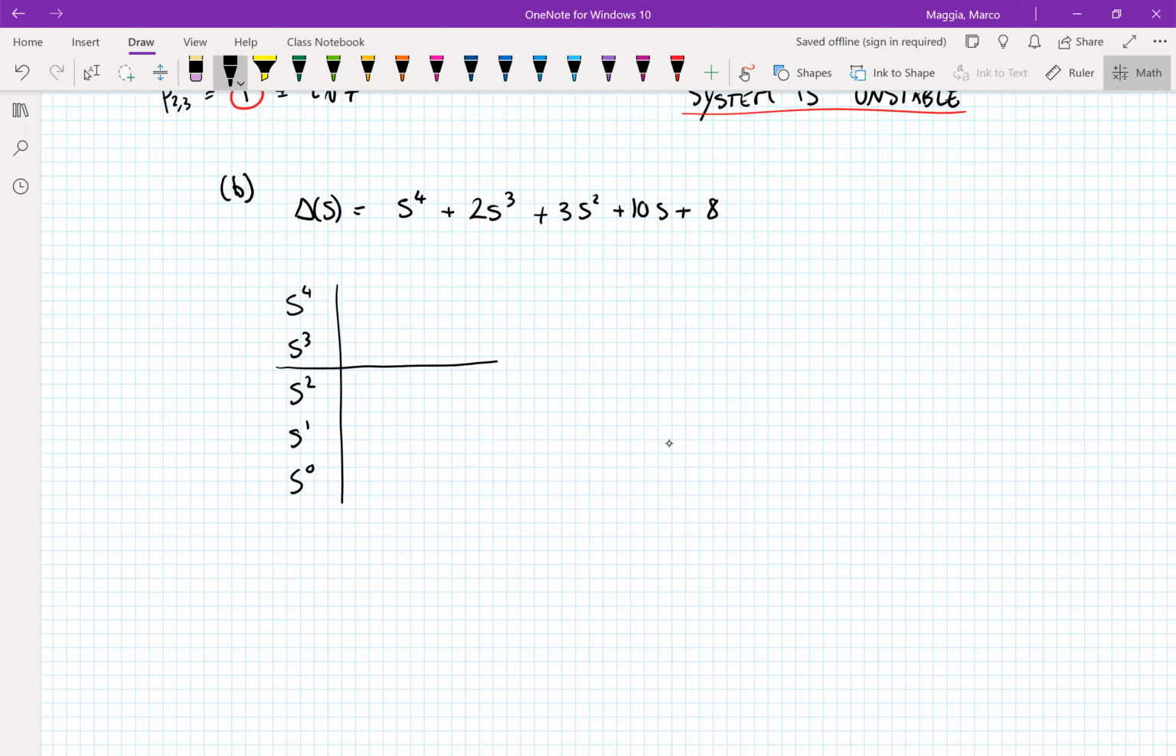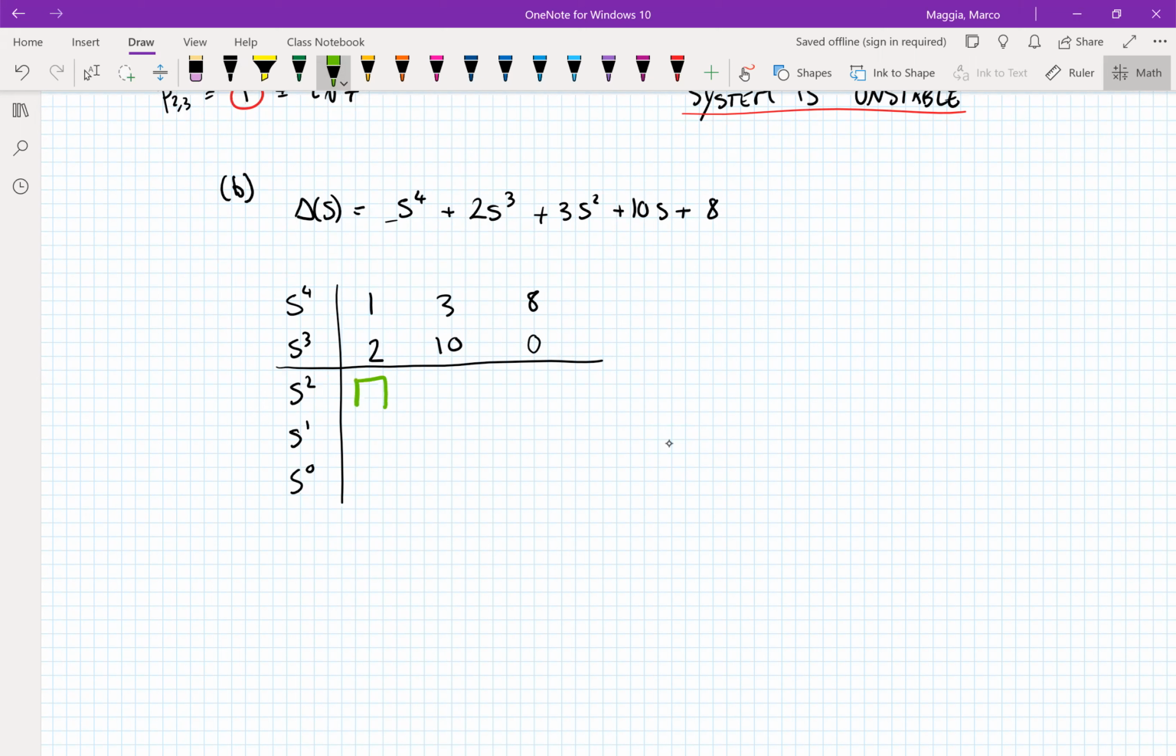First thing that we want to do, we want to complete the first two rows using the coefficients of the characteristic polynomial. So we start by 1, then we go down, then diagonally up, down, diagonally up. And here you see that we've finished with the coefficients, so we have an empty spot and we can just replace it with 0.